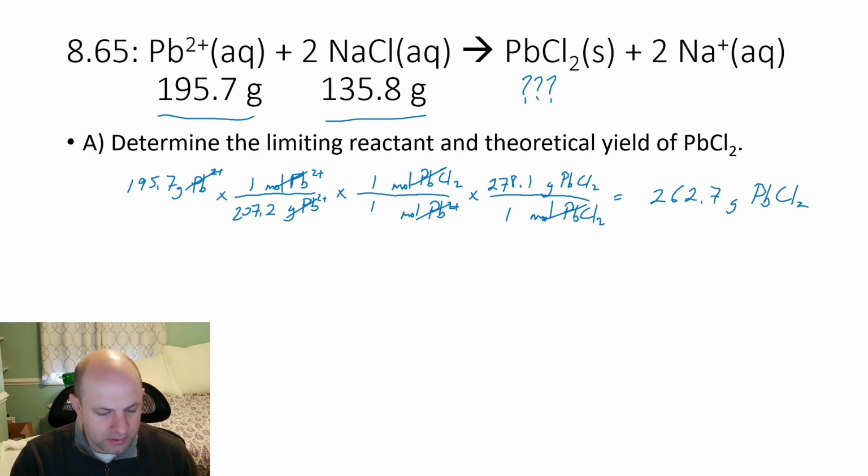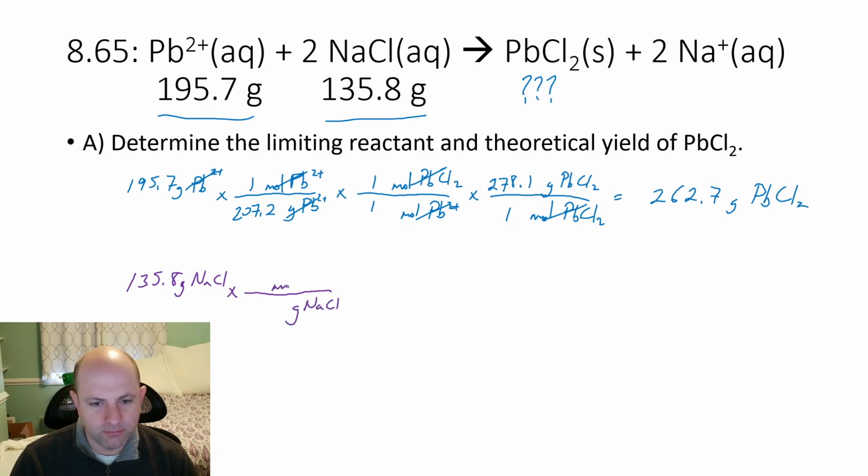So I'll do this one in a different color just so we can tell them apart more easily. But we'll do the same three-step process just with the other given. So now we've got 135.8 grams of sodium chloride. And again, the first step, get to moles. We've got grams to moles. That's molar mass. We add it up off the table for grams of NaCl to go to moles of NaCl. I happen to know this one's 58.44. I use it too much. But there's that number for the molar mass.